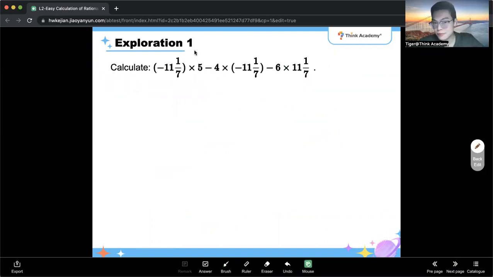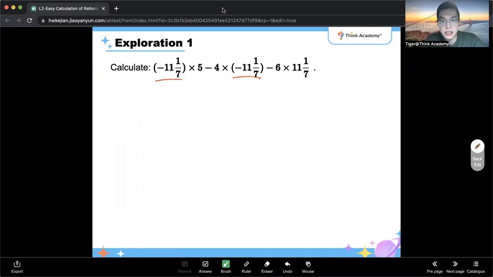So the next one, exploration 1, question number 2. When you're looking at this question, do you spot any common multipliers? Oh, yes, that's right. A nice and precise circle there. Exactly. So we have minus 11 and a seventh, minus 11 and a seventh. But then we have 11 and a seventh without the minus here.